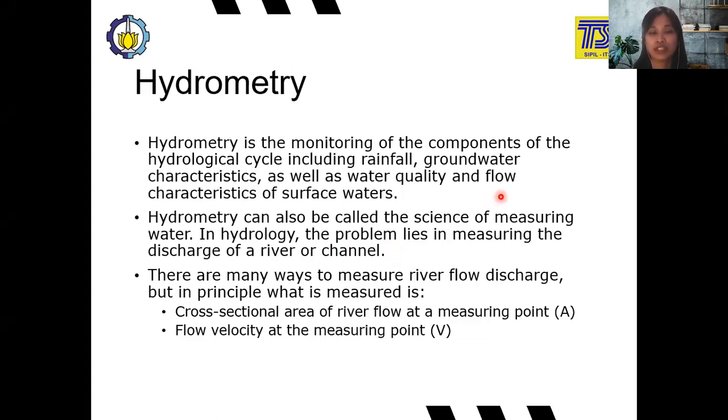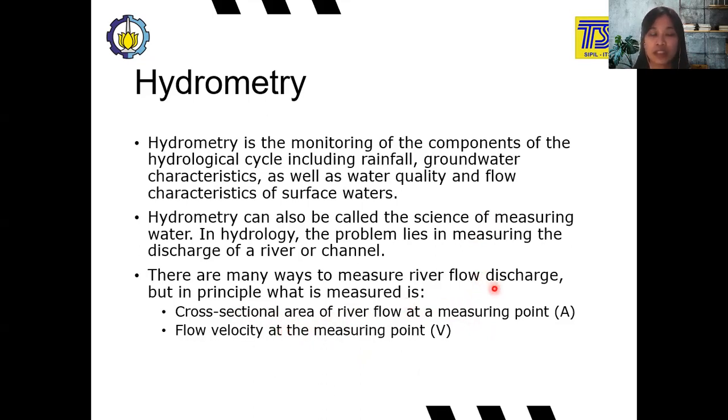So in hydrology, usually the problem lies in measuring the discharge of the river or channel, which mostly can cause the flood. It's usually from the discharge of the river or channel, or the discharge of the rainwater. There are many ways to measure river flow discharge, but in principle, what is measured is the cross-sectional area of the river flow and the flow velocity at the measuring point.